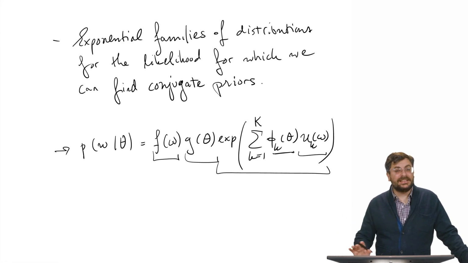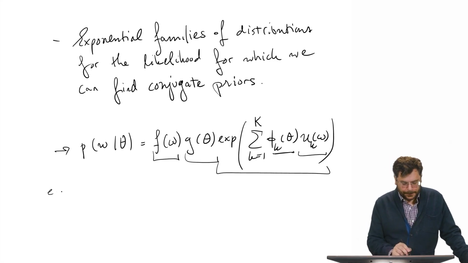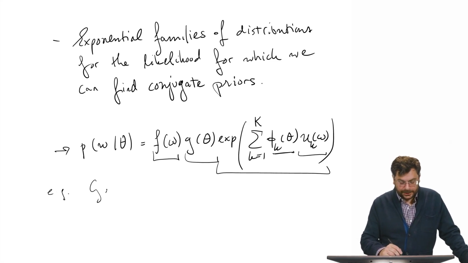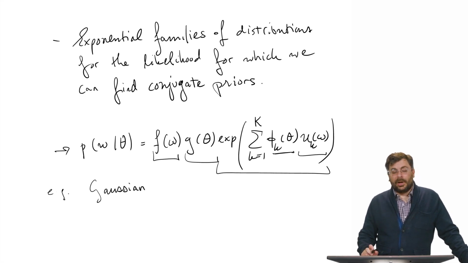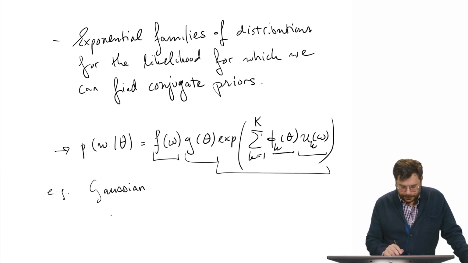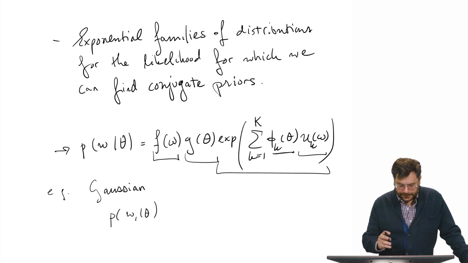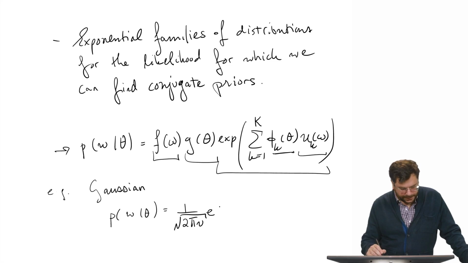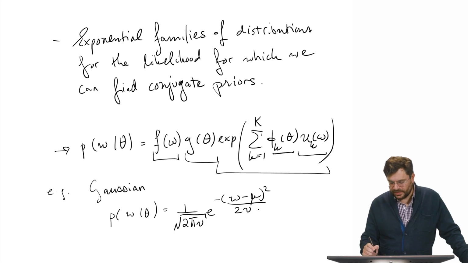So let's give an example of this just to be very concrete. The question is, does the Gaussian belong to the exponential family? It does, and let me go ahead and show that. This is what a Gaussian likelihood for one data point looks like. I'm going to write it down as 1 over square root 2 pi nu, e to the minus (w minus mu) squared divided by 2 nu.